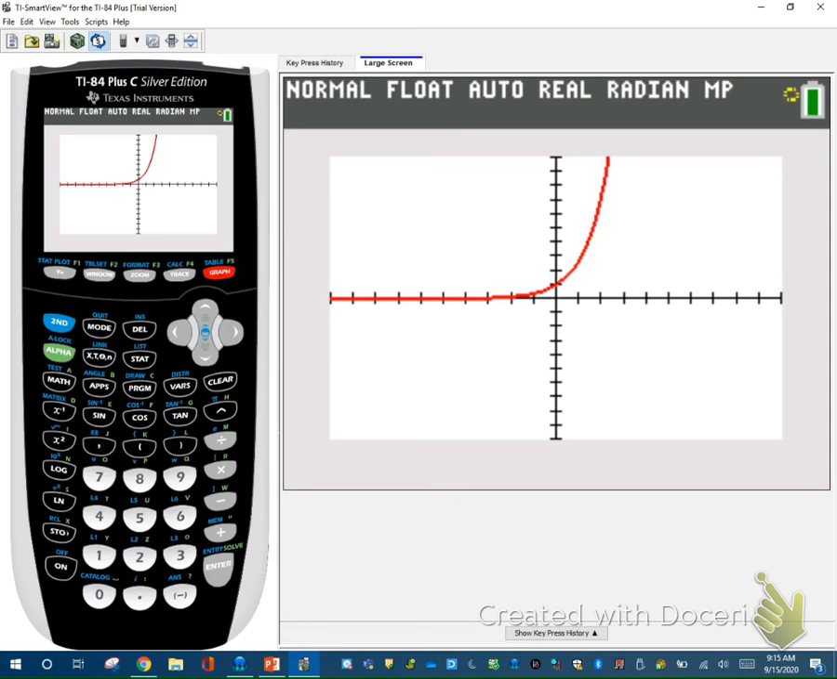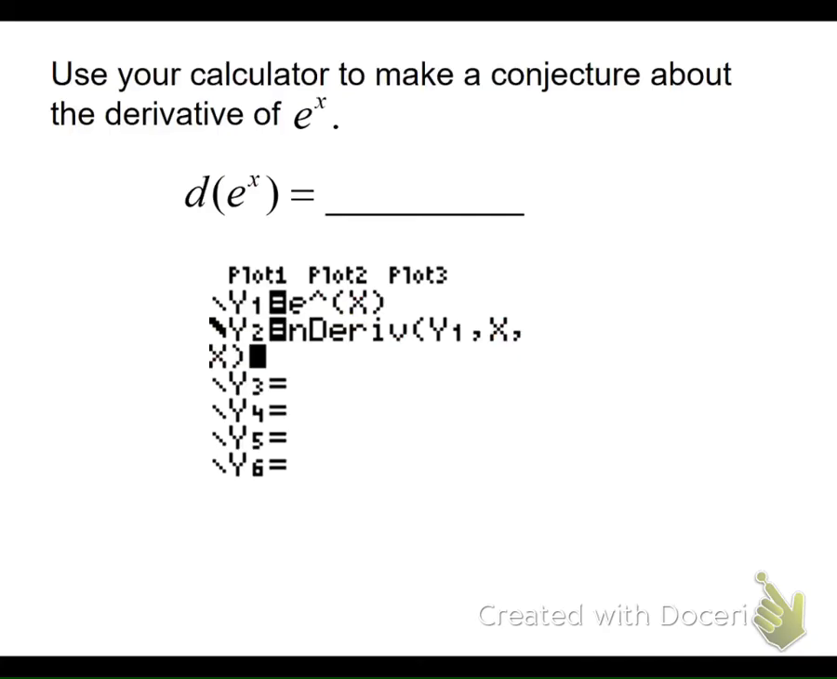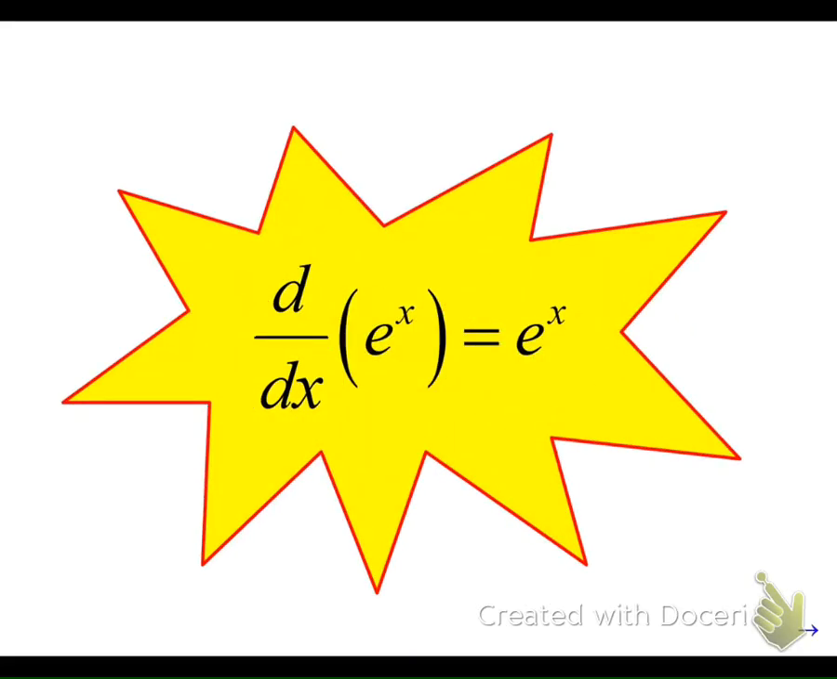What are you supposed to get out of all of that? I literally graphed in y2 the derivative of y1. And the graphs are the same. So what are you supposed to get out of that? The derivative of e to the x is e to the x. So the whole point of that was one more rule: the derivative of e to the x is e to the x.